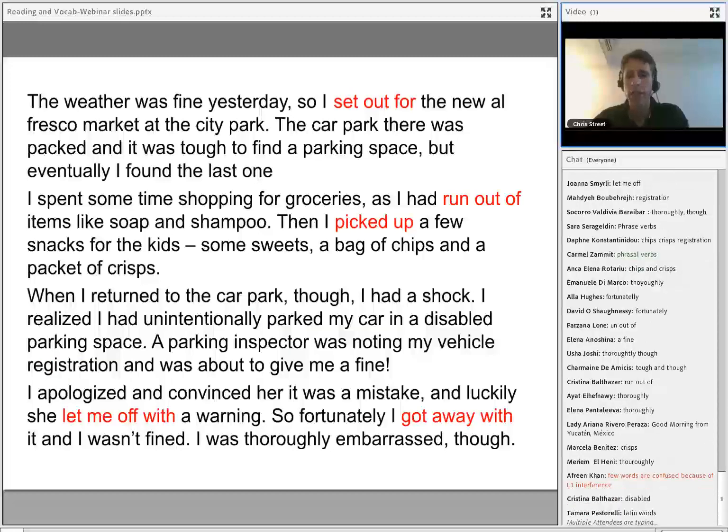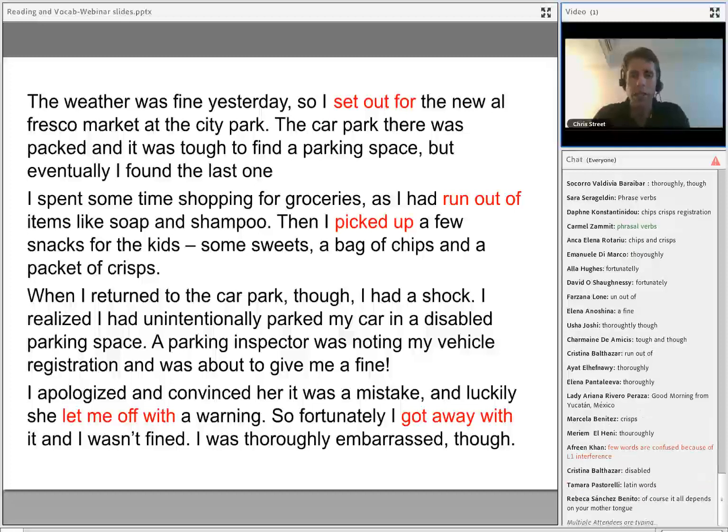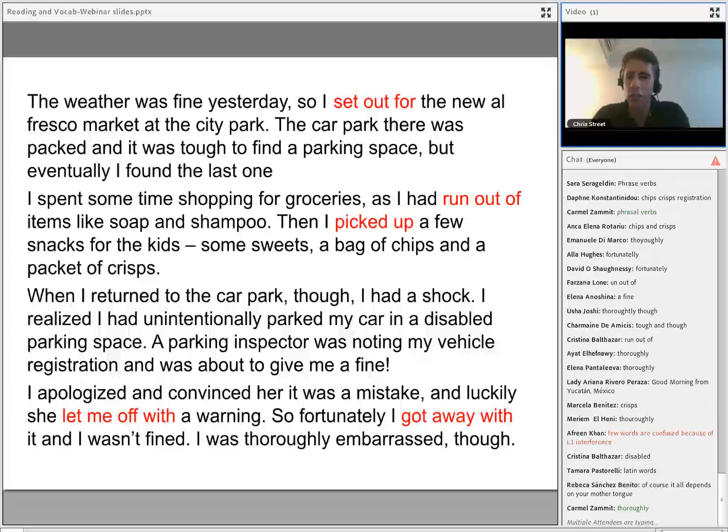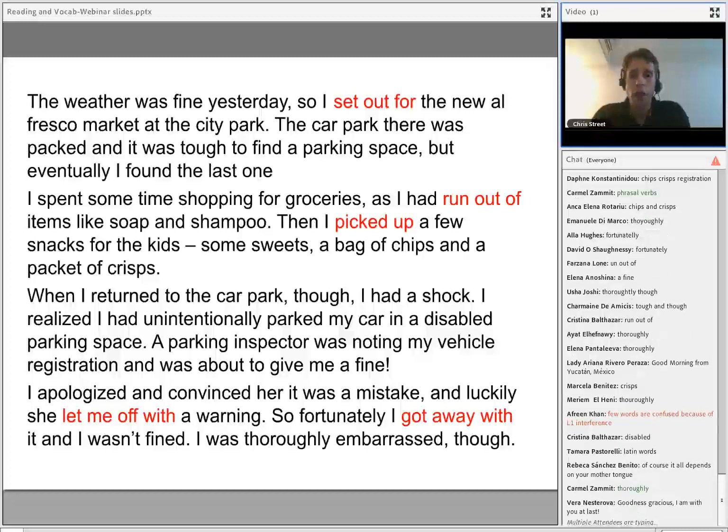A lot of people mentioned phrasal verbs. This is something that, in my teaching experience, I found a lot of students had problems with, especially the ones with idiomatic meanings. Run out of is a good one. I think some people mentioned it in the chat. Most students will know the word run, but just adding on the preposition out of changes the meaning of that phrasal verb completely.